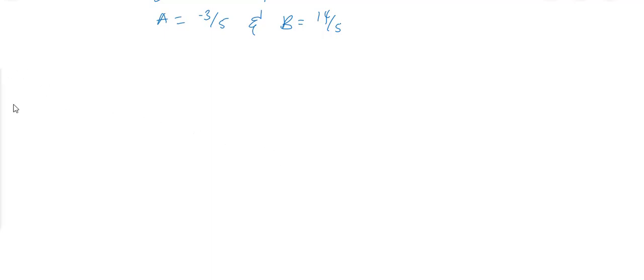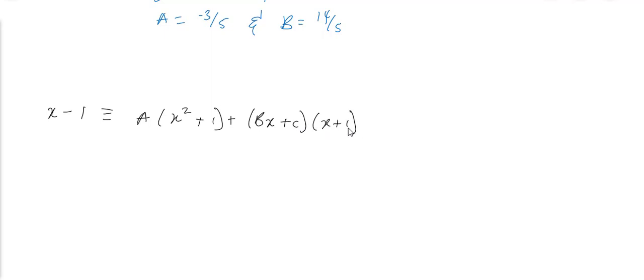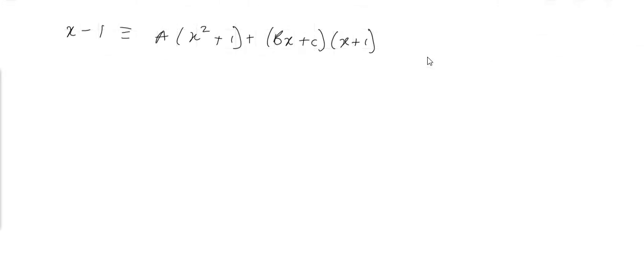Solve for constants a, b, and c in the identity x minus 1 is identical to a multiplying x squared plus 1 plus bx plus c multiplying x plus 1. You can use any of the methods to start off this one. You can give this a try. Pause the video and give this a try.